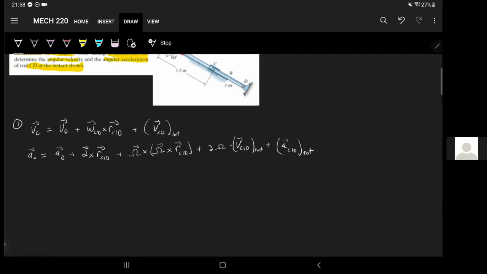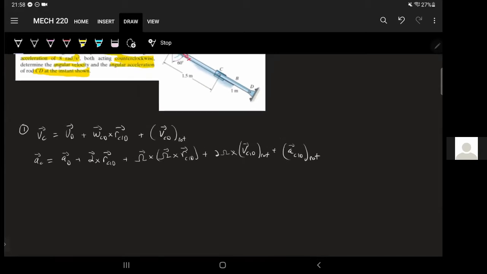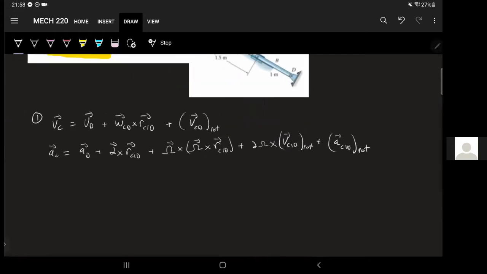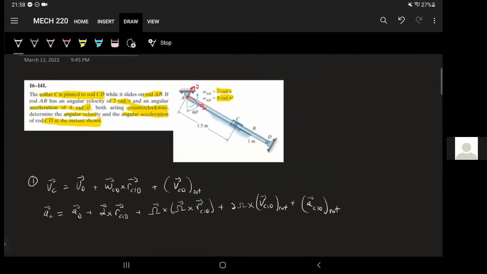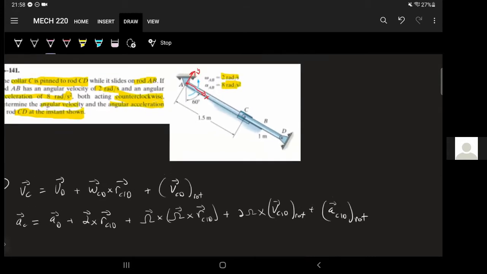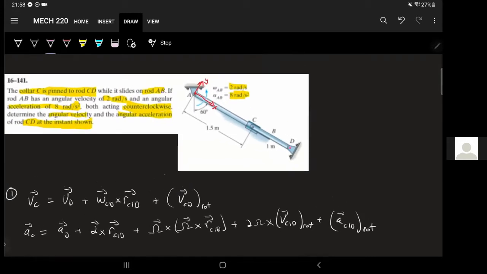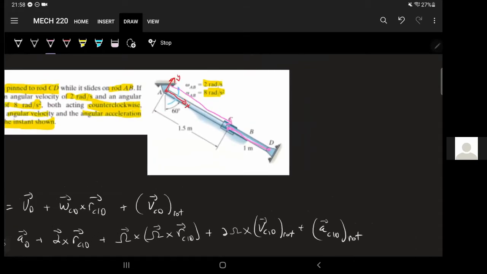Therefore, these will be the two equations that we will need to use. And this is not a dot product, this is a cross product. In this problem, what I'll be doing is going from C to D, and then from A to C. That way I have two different equations and I'll be able to make them equate each other and find my unknowns.